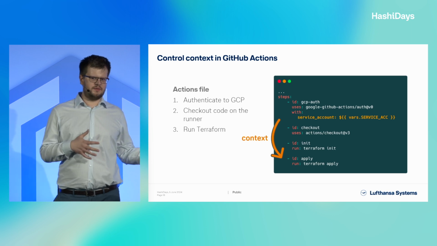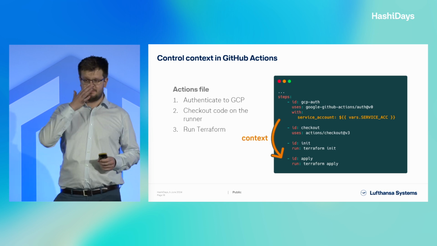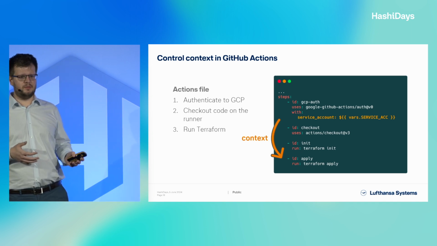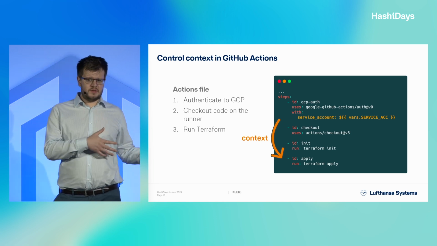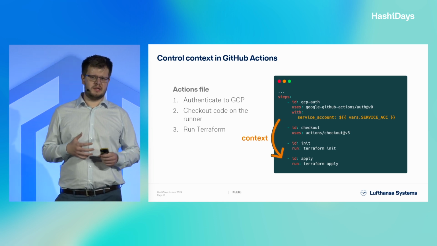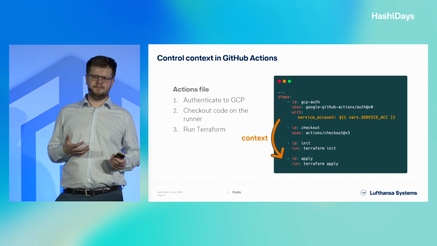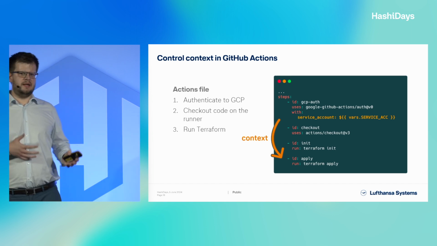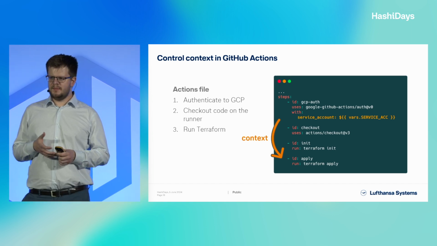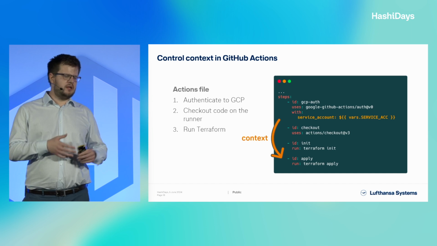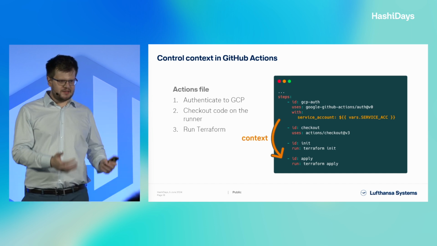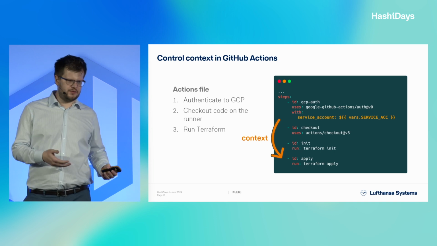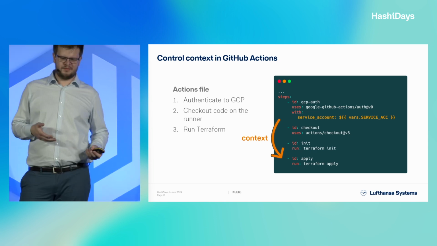Let's look at this GitHub Actions flow and go shortly through it. So it starts with authenticating to GCP. We can specify a service account, and the ID of the service account is actually sourced from a GitHub repository variable. Next, the code is checked out to the runner, and a Terraform init and a Terraform apply are run. So when I talk about context, I talk about what service account runs Terraform apply and what permissions he has. Because this is the core security boundary we have here and that we have to respect.